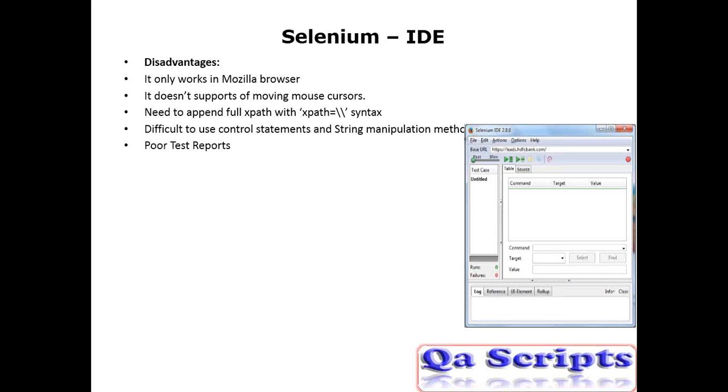Poor test report. The test report is poor after execution. The report that we're going to get is not up to the mark. We cannot send that report, and here it will not be clear why the script is failing, why the script is passing, what step is failing or passing. The information is not clear.